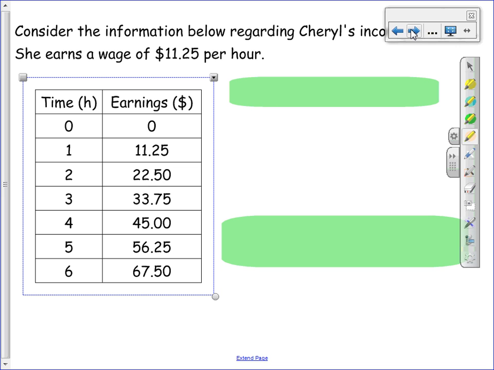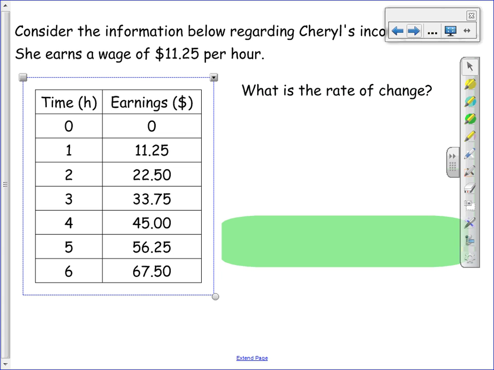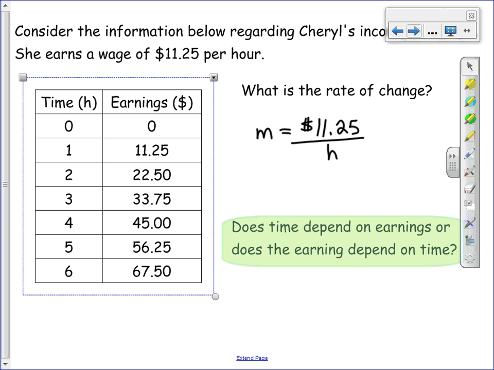Let's take a look at this example with Cheryl earning money. She is a wage earner, which means she's not earning a salary, but a wage of $11.25 per hour. And when we have that situation, there is definitely going to be a rate of change. That rate of change, which is called your slope, is the amount the y value changes, which in this case is the earnings. How does that change every time the hour goes up? When you're talking about a wage, your wage is your rate of change. Your rate of change is your slope, and that is $11.25 per hour. With every hour that goes up, the wage earned stays the same, but the amount that you make increases as time goes on.